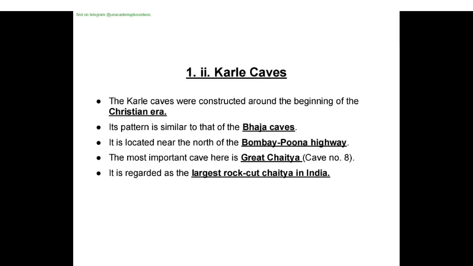Karle Caves. The Karle Caves were constructed around the beginning of the Christian era. Its pattern is similar to that of the Bhaja Caves. It is located near the north of the Bombay-Pune highway. The most important cave here is Great Chaitya Cave number 8. It is regarded as the largest rock-cut chaitya in India, present in Karle Caves.